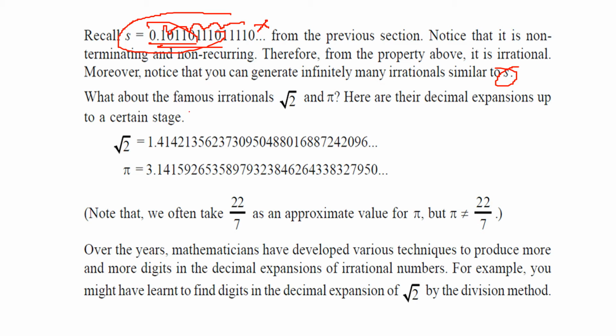How? We have very famous irrational numbers, root 2 and pi. Root 2 is 1.4142. See, it goes on and on. Pi goes on and on. You don't know where it is going to end because it never ends, and the numbers never repeat. That is why these are irrational numbers.